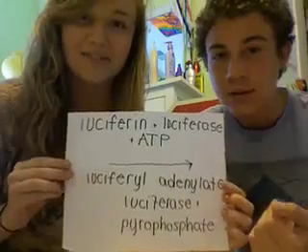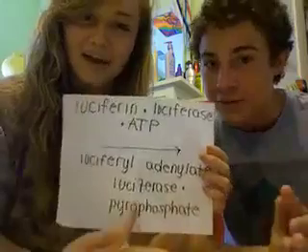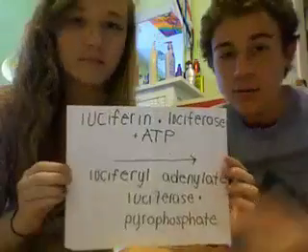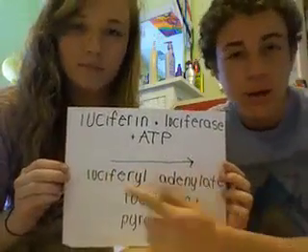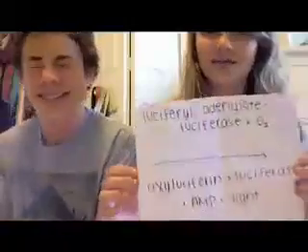So this is the first part of the equation. Luciferin and luciferase combine. Oh, and it's written backwards. I wrote the entire thing backwards so that we could view it on the video. Ignore that. Luciferin, the luciferase, and the ATP combine, and they create luciferyl adenylate luciferase and pyrophosphate.